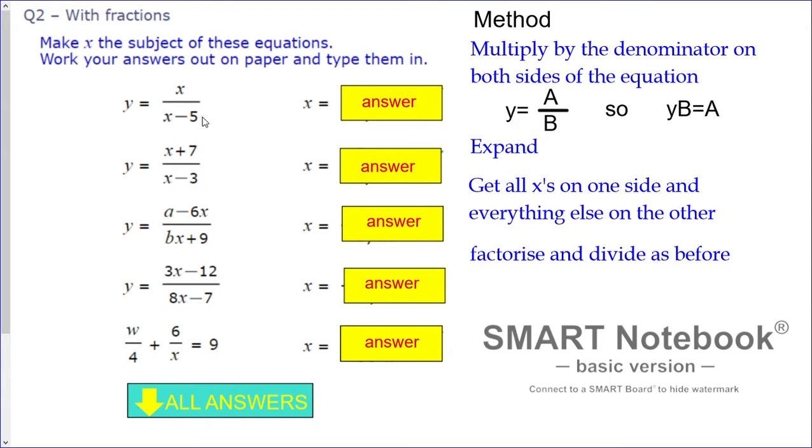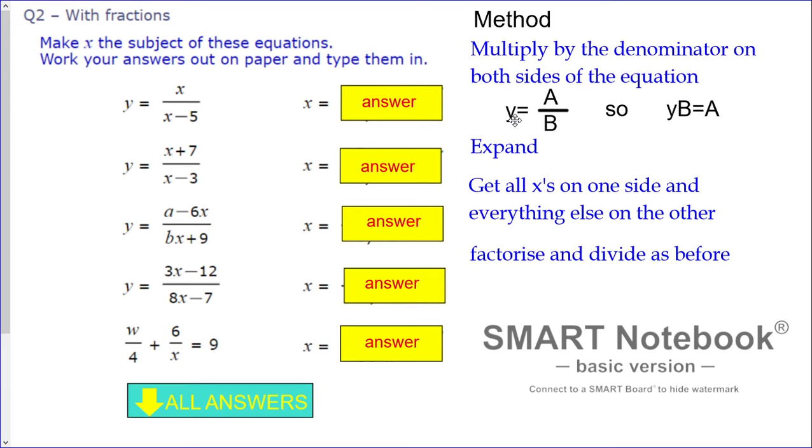In this one, we apply pretty much the same method every time. The method is that you multiply by whatever is in the denominator to rearrange so that you get something that's easier to work with, like in question 1. So if you have y equals something on top divided by something on the bottom, a can be anything, b can be anything. If you multiply by b, a over b times b, the b's will cancel, so you'll just be left with a on the right-hand side.